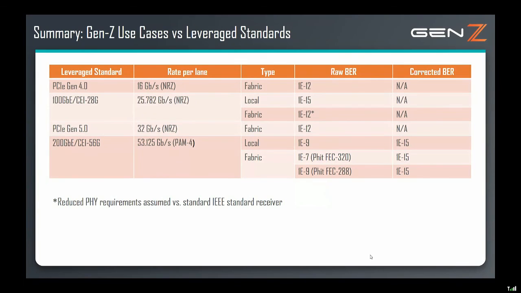BER, which Gen-Z doesn't really specify the size of the eye, but we do specify BER and channel loss. And so for PCIe Gen 4, there aren't any changes, and same with Gen 5. And we just say that the channel loss is the same as the PCIe spec, and the raw BER is also the same. We do make changes, restrictions for Ethernet though, and I talked pretty extensively about those.